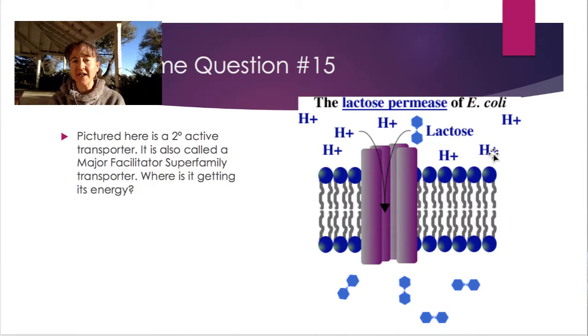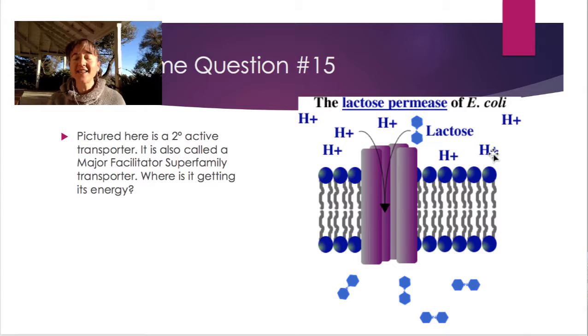Secondary active transporter, instead of relying on ATP, relies on the gradients. And the most famous of those gradients is the proton motive force, or PMF. So in this case, we see a lactose permease in the bacterium E. coli, where the proton binds first to the transporter, and then that powers the influx of lactose.